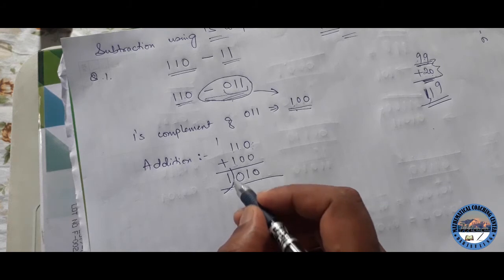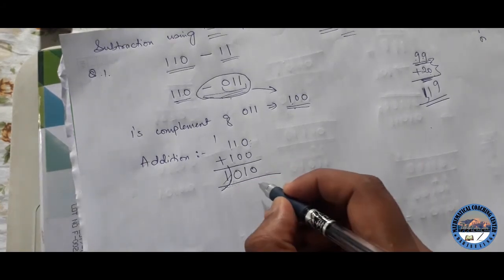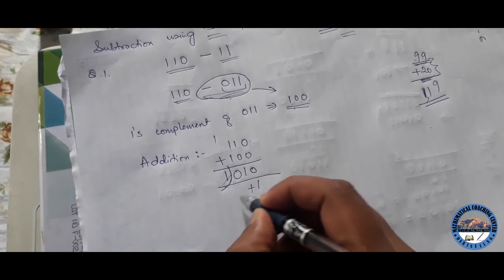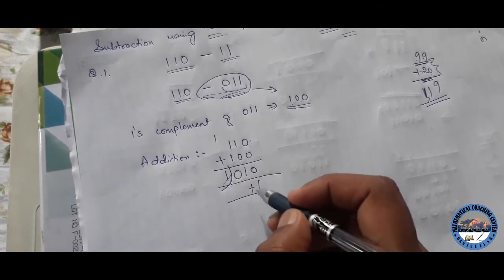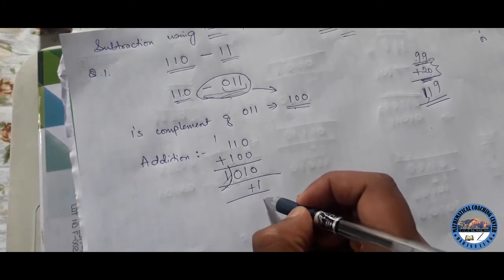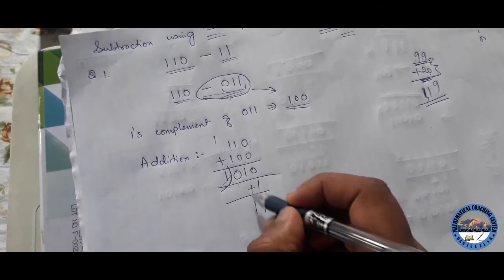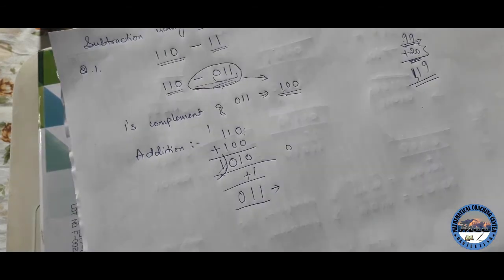Now if there is a carry, then remove this, then bring this one here and add it to the final result. Remove the carry and add 1 to the remaining part. Now 0 plus 1 will become 1, this is 1, and this will become 0. So this is the final answer.